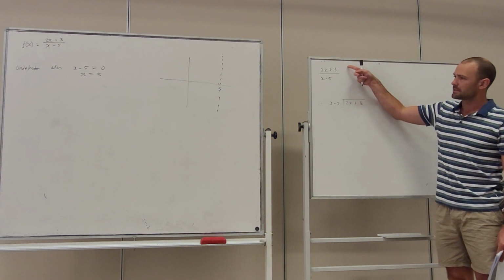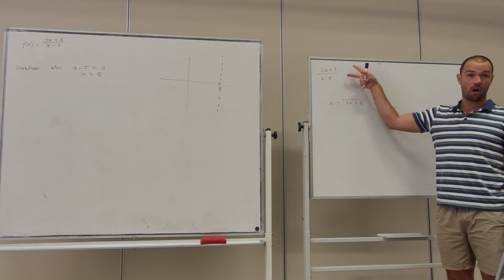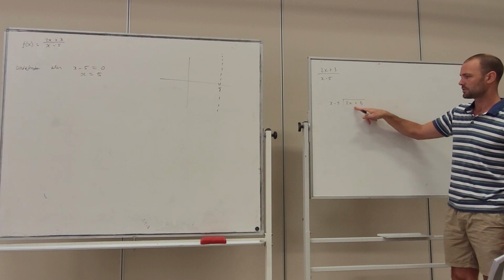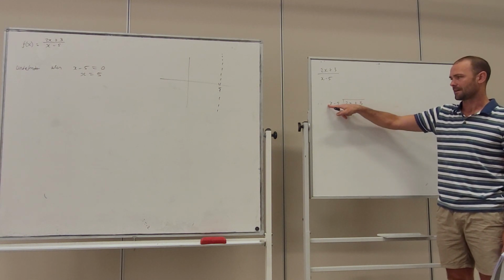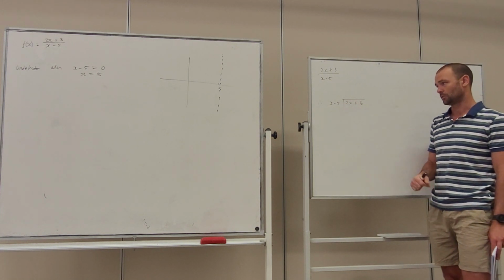So I've got 2x plus 3 divided by x take 5. That's the function that we're presented with. Now I'm going to perform that division. So I've got it set up in our division algorithm. Here's 2x plus 3. Here's my x take 5. Alright, so I'm dividing a linear by a linear. There's not much involved in this at all.